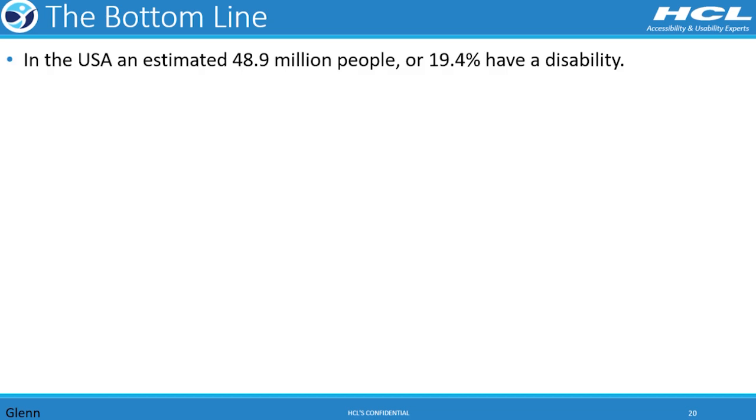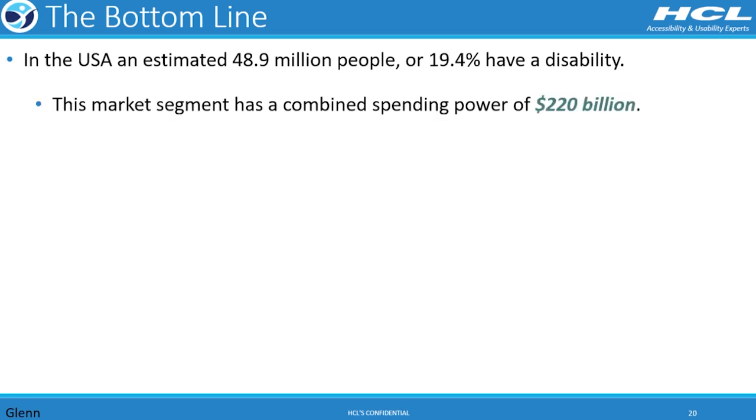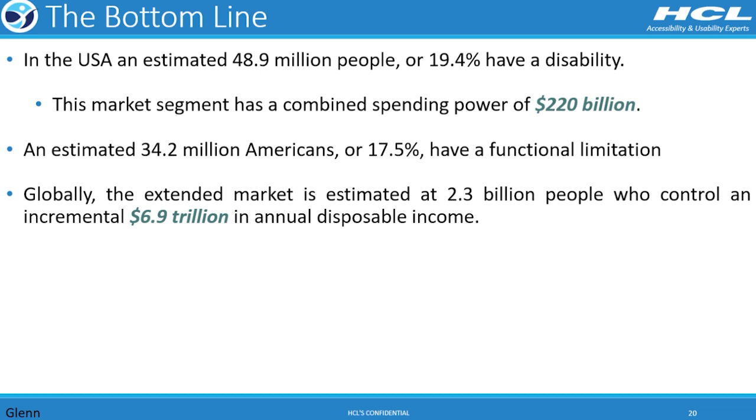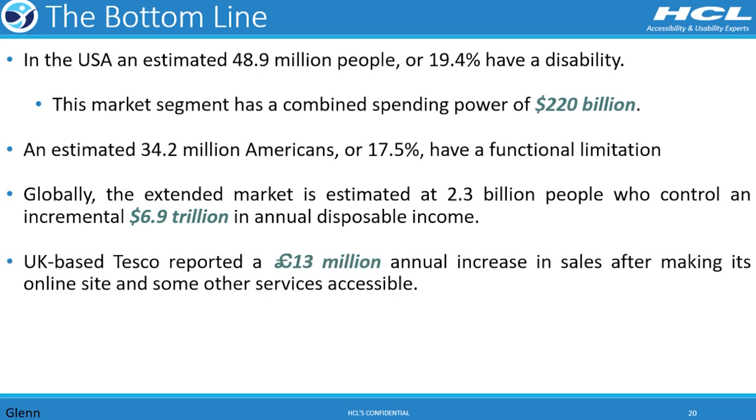Let's look at the dollars, okay? You've got about 19.4% of the population of the USA being disabled. You have a combined spending power of $220 billion. That's a lot of money. You've got about 17.5% who have a functional limitation. You've got an extended market of about 2.3 billion people worldwide, with about $6.9 trillion. That's $1 trillion in annual disposable income. That's a huge number. It's ridiculous.